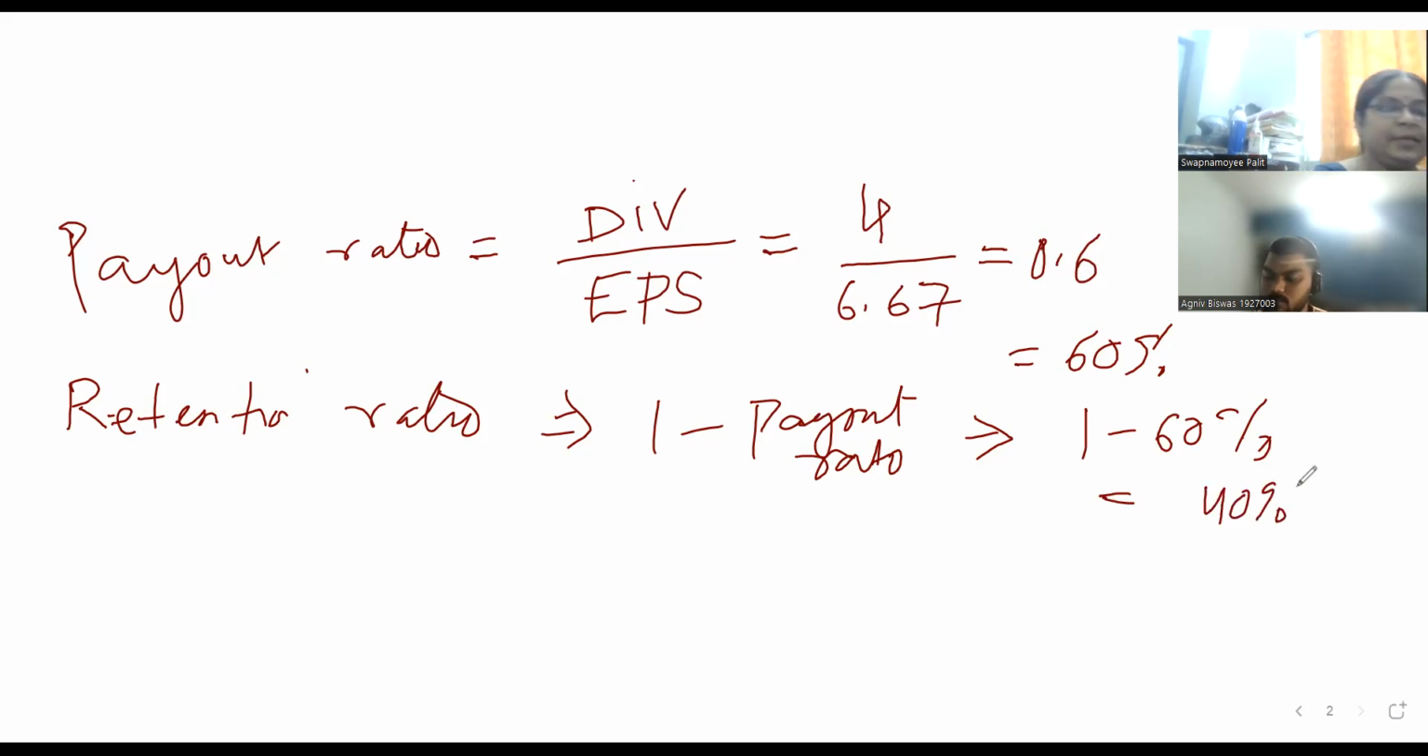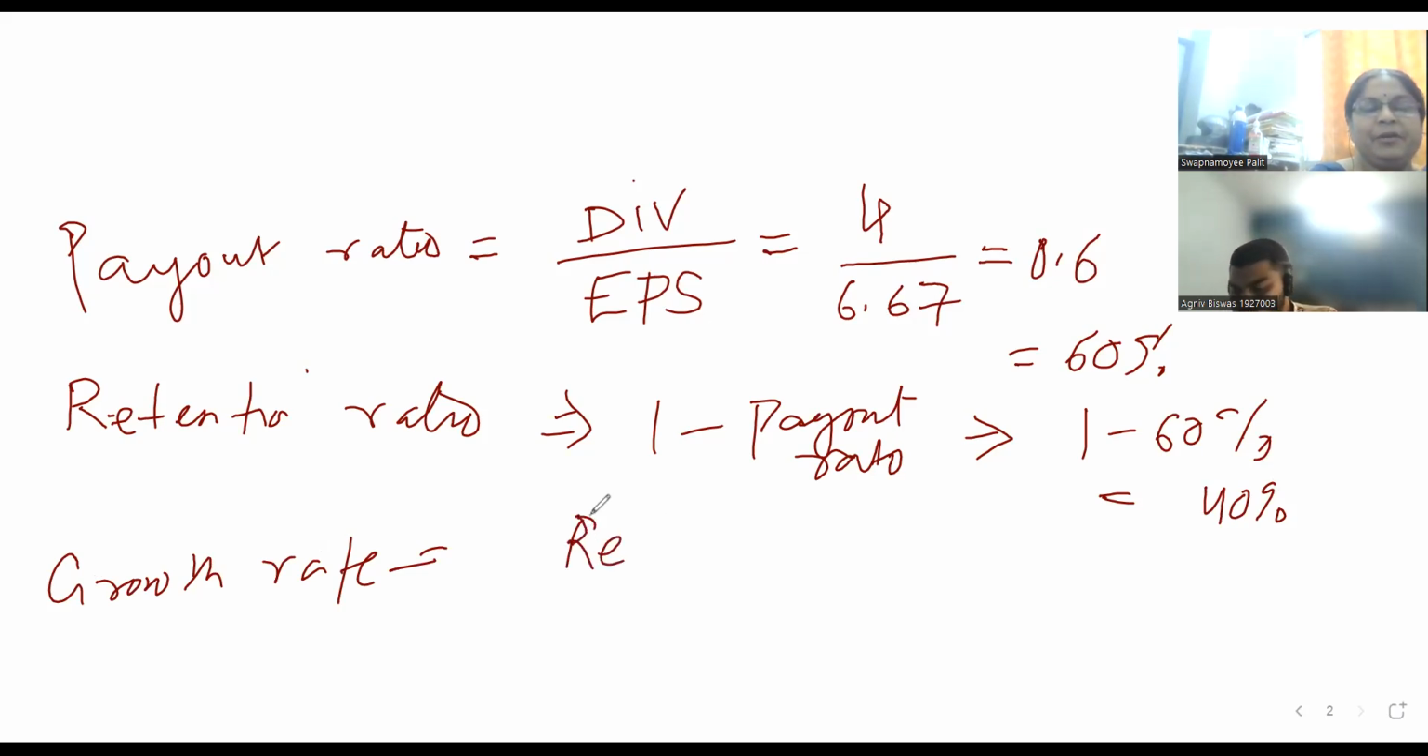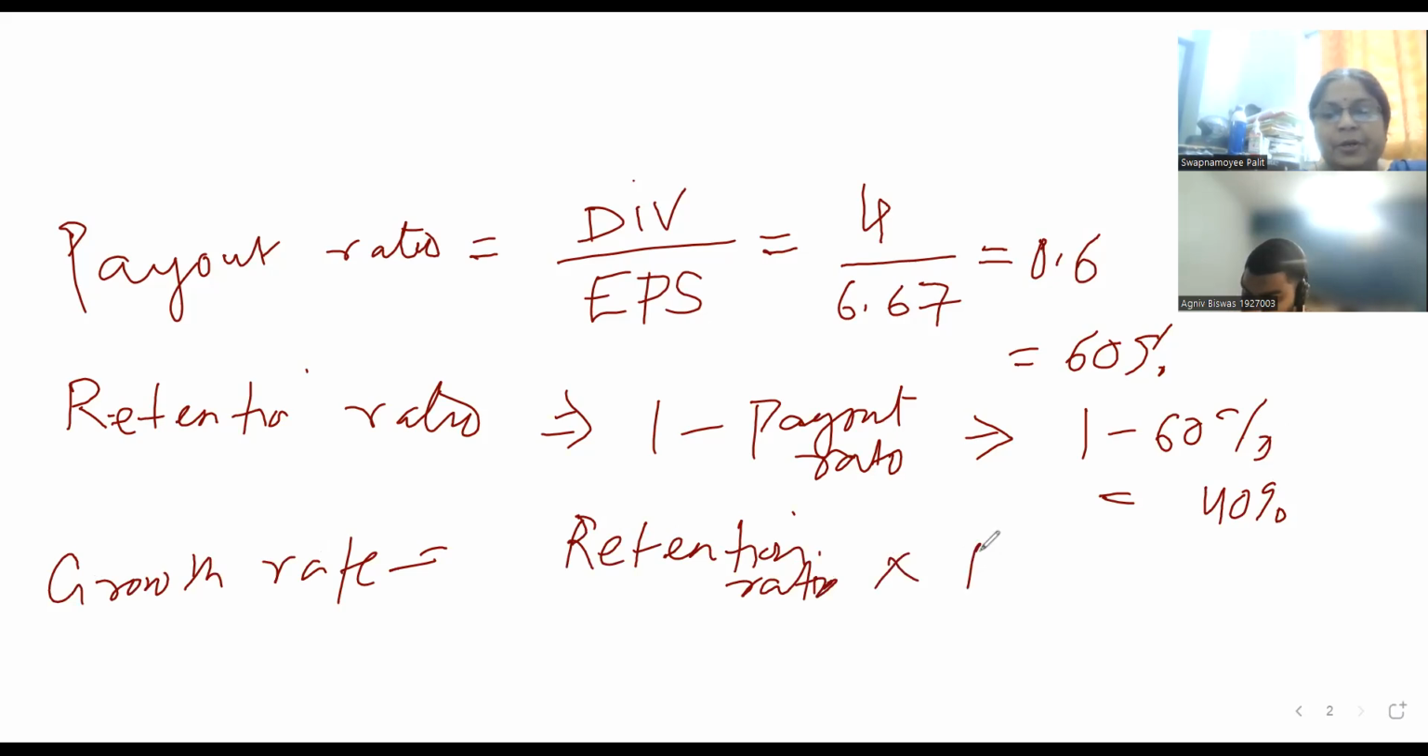40%. Third is growth rate. What is your growth rate formula? It is your retention ratio. You know your formula was b into rate of return on equity. So it is your retention ratio you have just calculated, which is your 40%, into your return on equity. Return on equity is given as how much? Return on equity is given as 20% in the question. So how much are you getting? Calculate. Retention ratio is 40%, and this is your 20%.